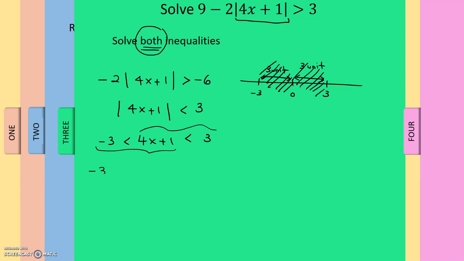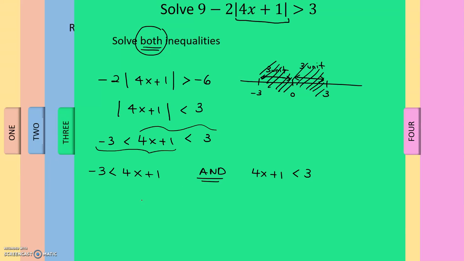So negative 3 less than 4x plus 1, and we should use intersection because this does satisfy negative 3 and 3. It should be more than negative 3 but at the same time it should also be less than 3, so it must satisfy both of them. So we are using intersection: 4x plus 1 less than 3 as well.